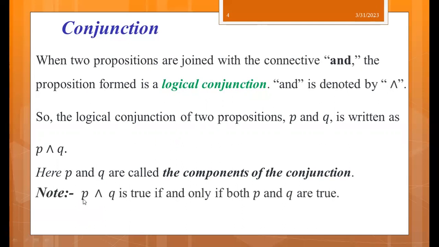The truth value of the logical conjunction P and Q is said to be true if and only if both the component statements P and Q are true at the same time. That means P and Q will have a truth value of true if and only if both P and Q are true at the same time. But if either or both of the component statements are false, the truth value of the logical conjunction will become false. It will be true only when both component statements are true at the same time.